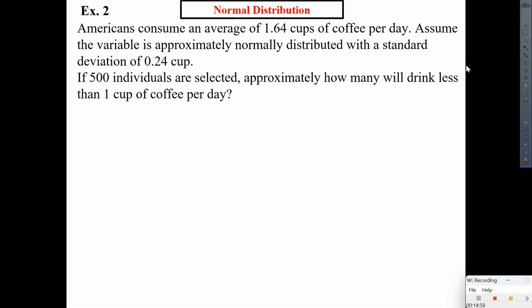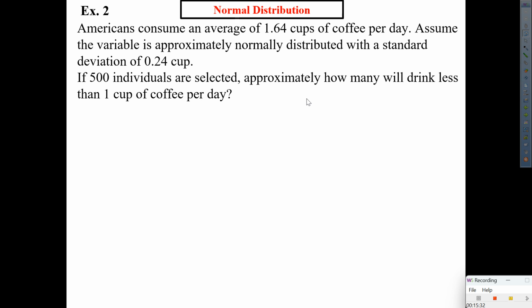All right, move on to number 2, and it reads, Americans consume an average of 1.64 cups of coffee per day. Assume the variable is approximately normally distributed with a standard deviation of 0.24 cups. If 500 individuals are selected, approximately how many will drink less than 1 cup of coffee per day? So, let me send this to your screen. Hold on.